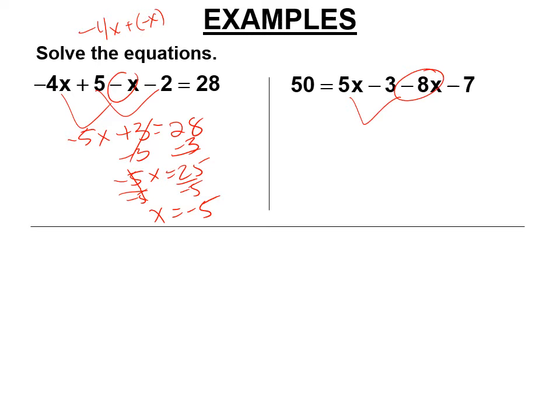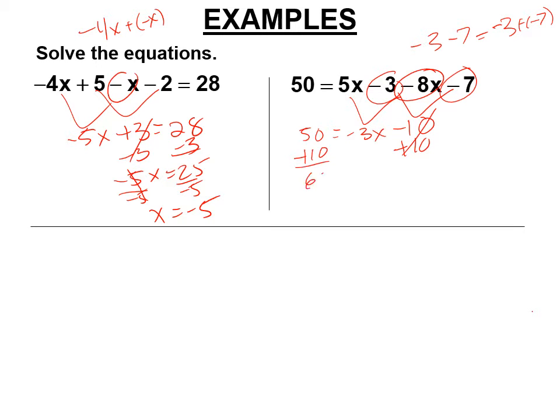5x minus 8x equals negative 3x. Negative 3 minus 7, same as negative 3 plus negative 7, is negative 10. Add 10 to both sides. 60 equals negative 3x. Divide both sides by negative 3. 6 divided by 3 is 2. 60 divided by 3 is 20. This is negative 20 equals x.